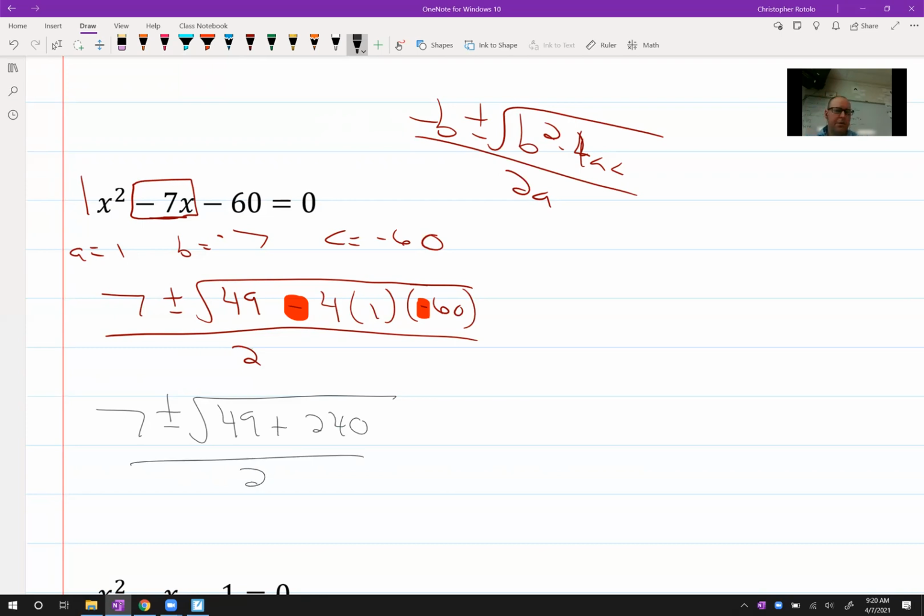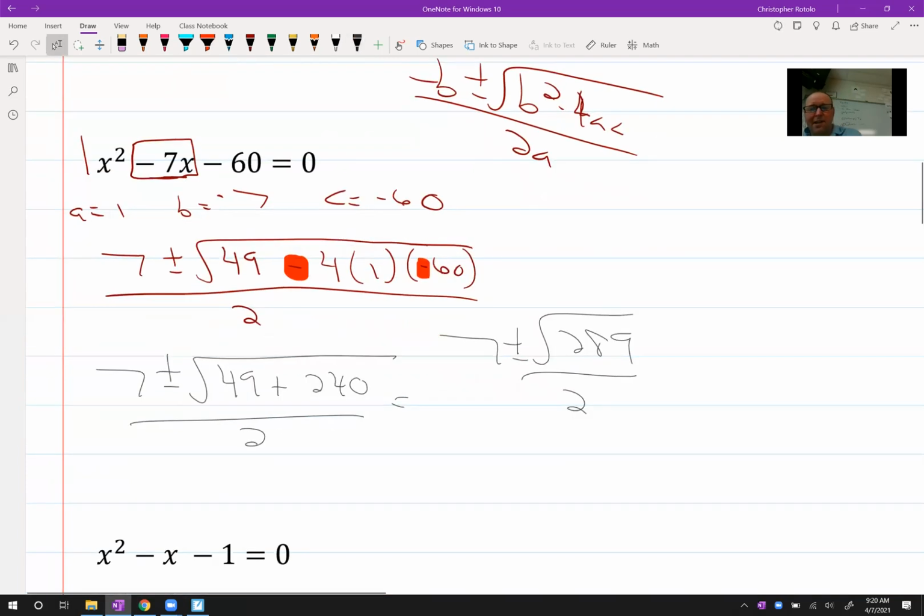Okay, so let's see what else we got here. We're going to have to put those together. So plus the 49, we're at 289. So 7 plus or minus square root of 289, and it's all over 2. Well, what happens if I try and take the square root of that? Oh, man. Wait, that one's perfect. Hey, look at that. Okay, 7 plus or minus 17, and it's all over 2.